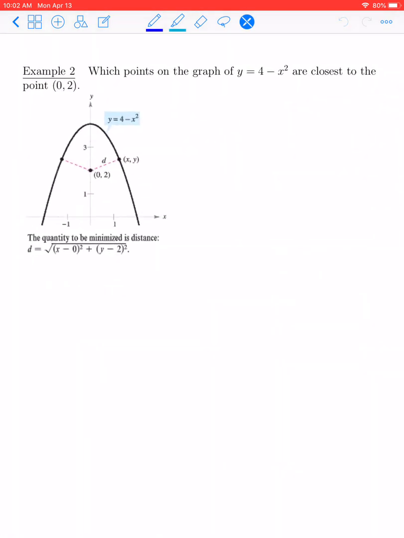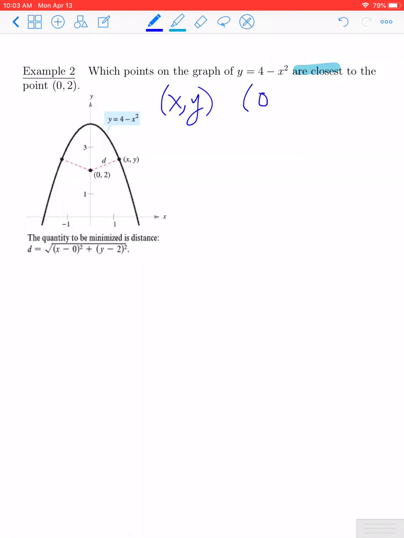Let's take a look at example 2. The question says: which points on the graph of y equals 4 minus x squared are closest to the point (0, 2)? So we want to minimize a distance here. So which points are closest? So we're looking for a minimal distance here. And let's suppose that we have a generic point on this curve. Let's call it (x, y).